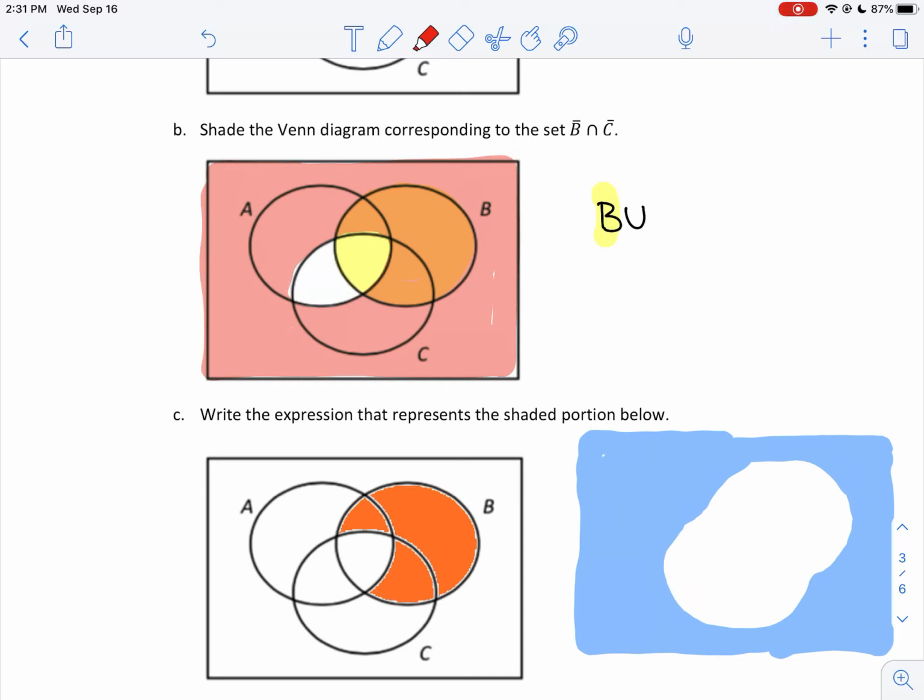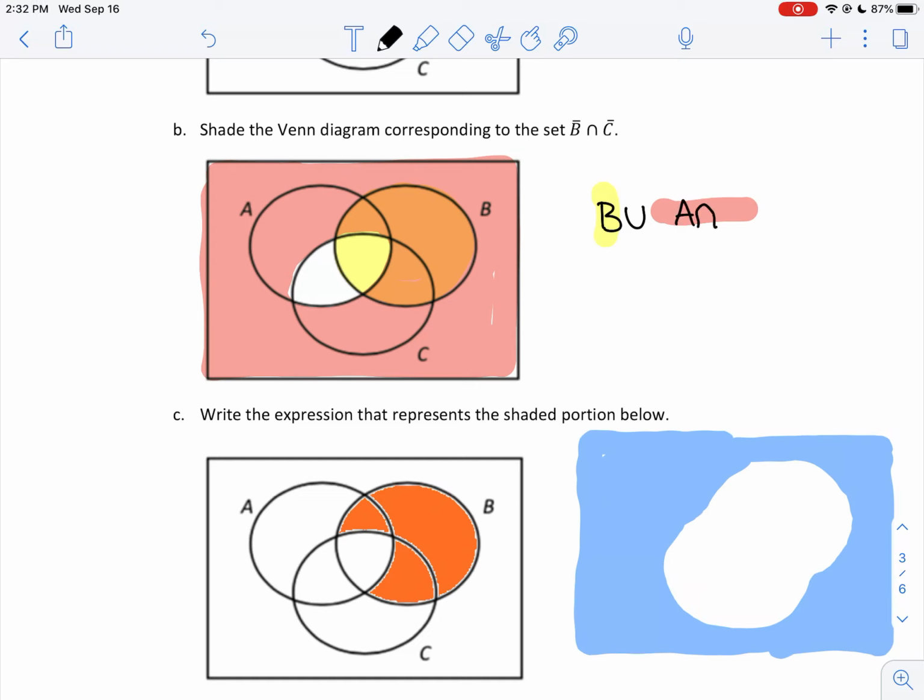Okay, notice that if I do it this way, then the things that got shaded twice became orange, and it is exactly what I'm trying to arrive at right here in this image. So what would I put right there for what I shaded in red? Well, we shaded everything except what A and C have in common.